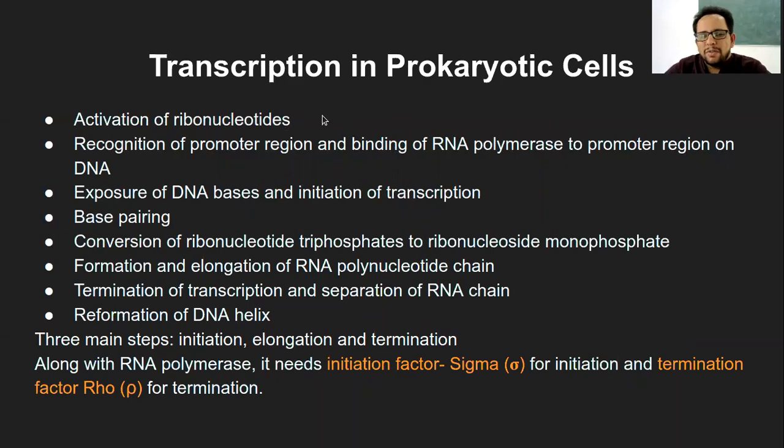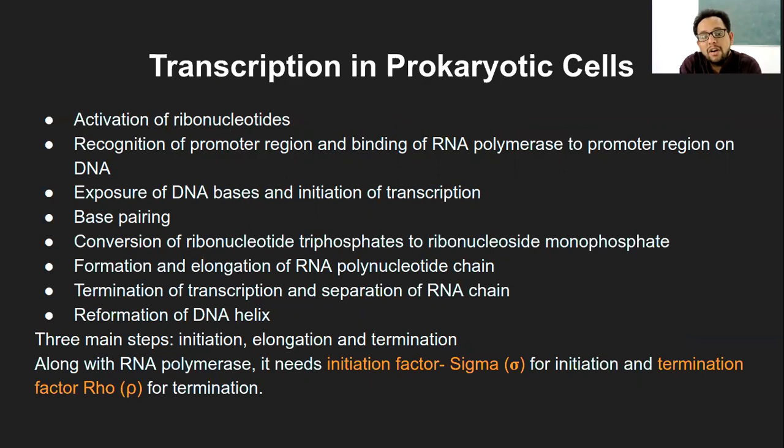But I assume, because we had done this in replication, it should be okay here to just write down pointers, and then you can elaborate on that. So the first step, activation of ribonucleotides, which means addition of a phosphate molecule to the monophosphates so that it becomes a triphosphate molecule. That is what activation is.